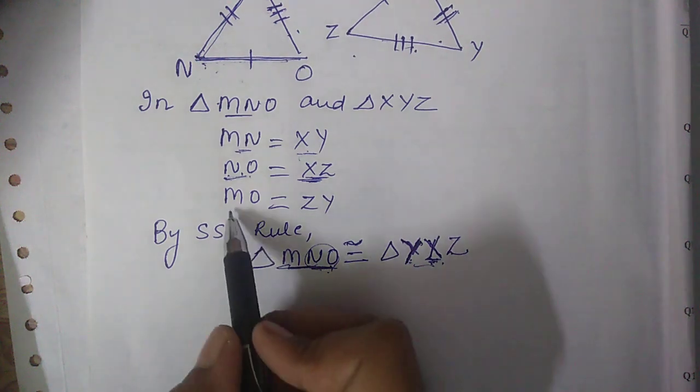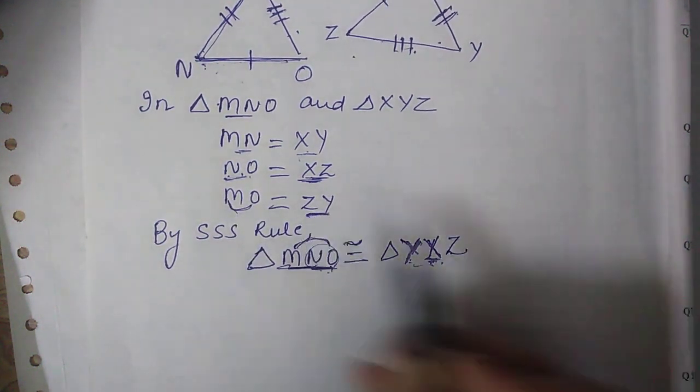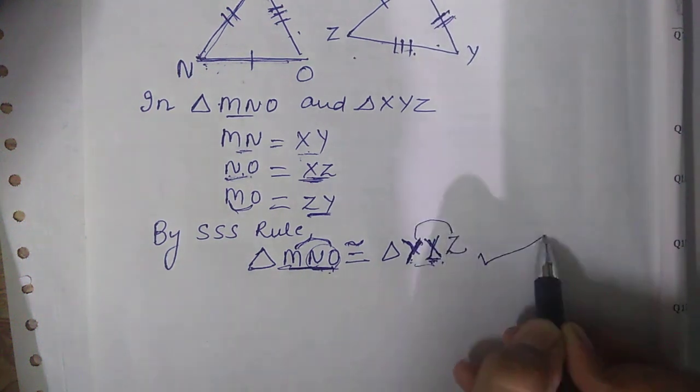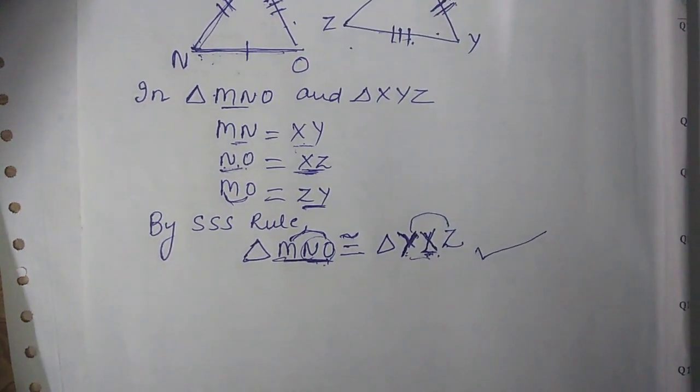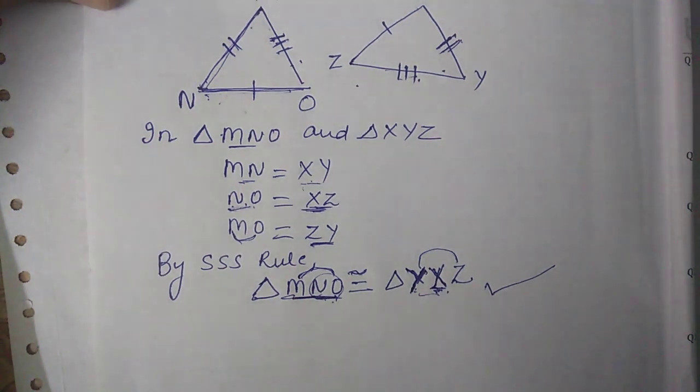Now let us check the third side, mo. This is mo, so it should correspond to zy. Here it is. So this is the correct symbolic form. Okay, so the naming of the triangles according to the SSS rule, I hope it is clear to you. Now let us do some questions related to this rule.